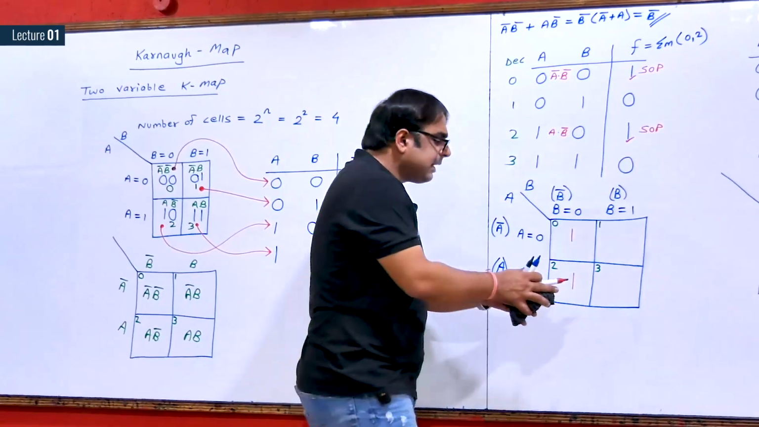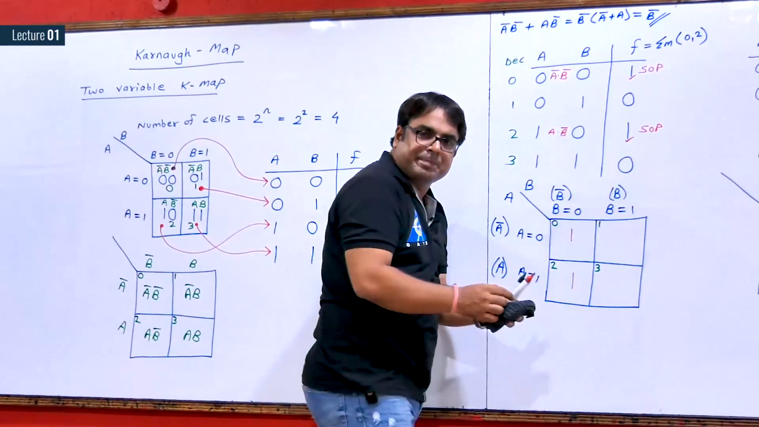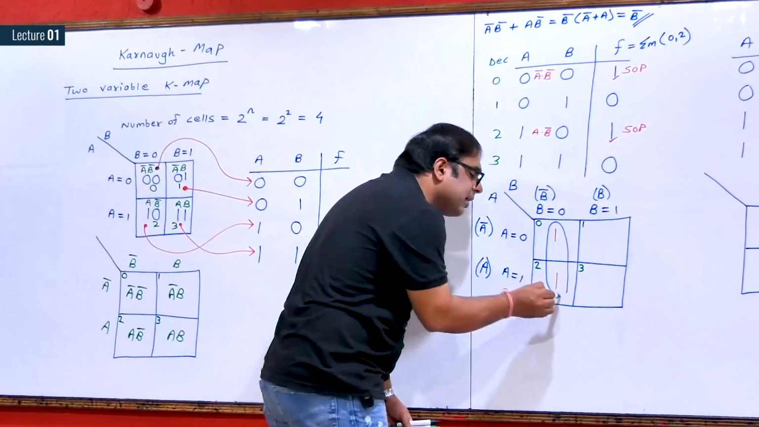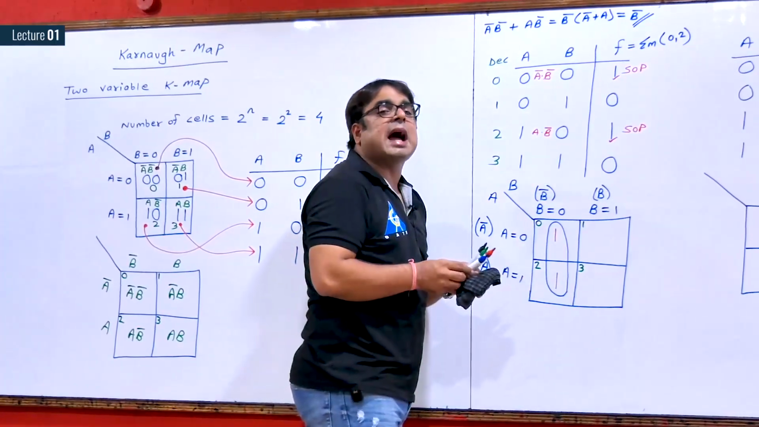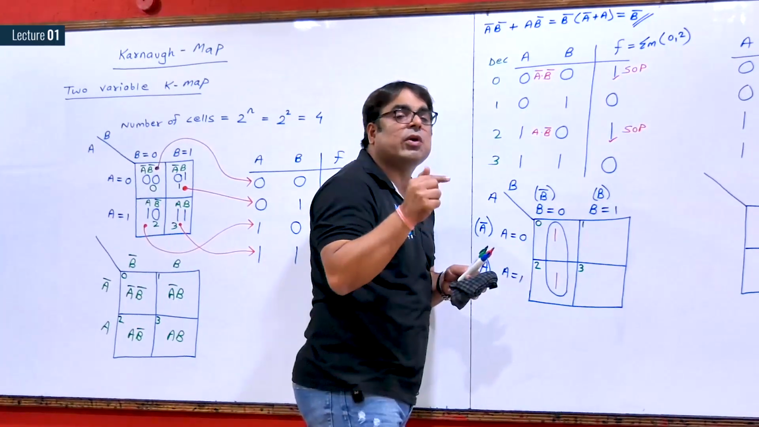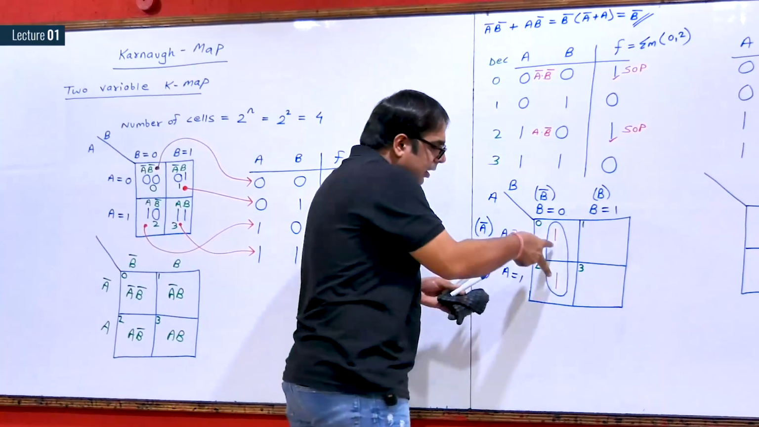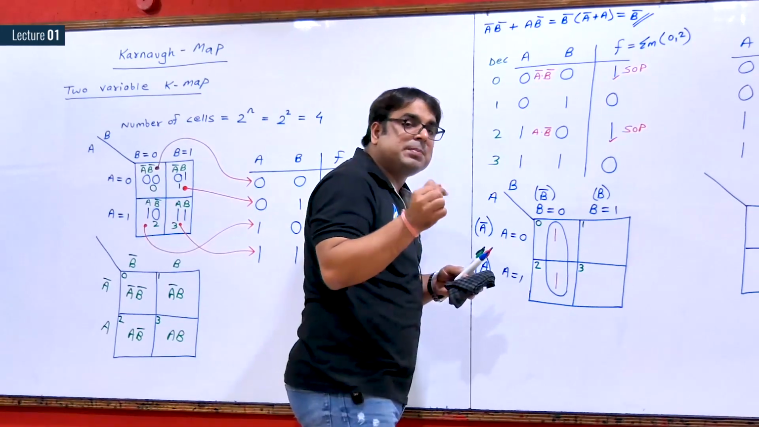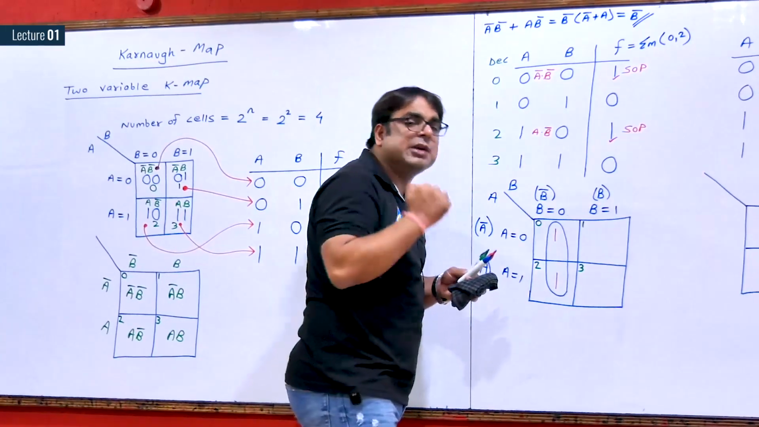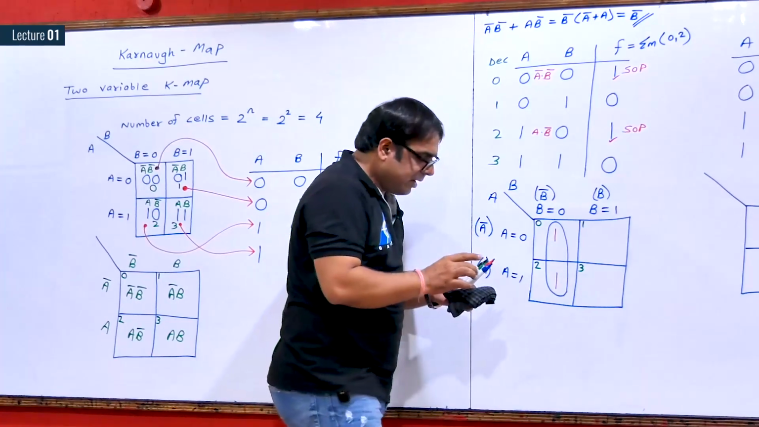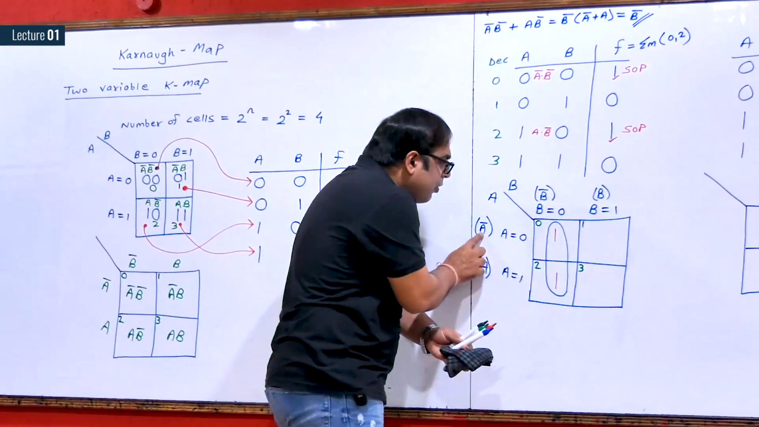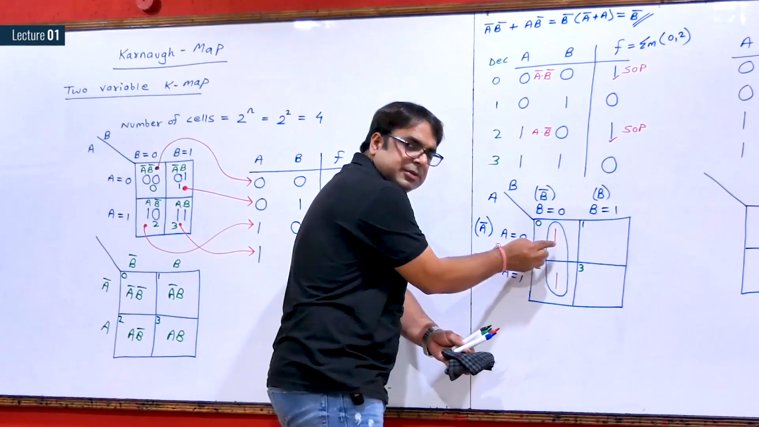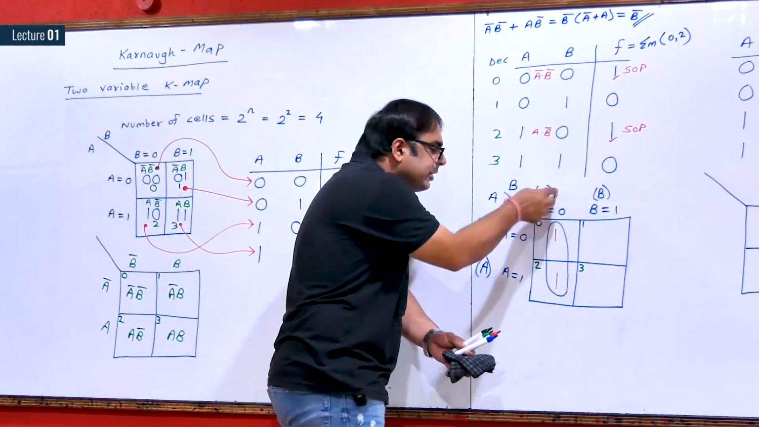Now you see, they are neighboring cells. If they are neighboring cells, we can form a group. These two groups we have formed. What does it mean, and how do we obtain the reduced expression? See, this is A complement, B complement, A complement, B complement, and this is A dot B complement.